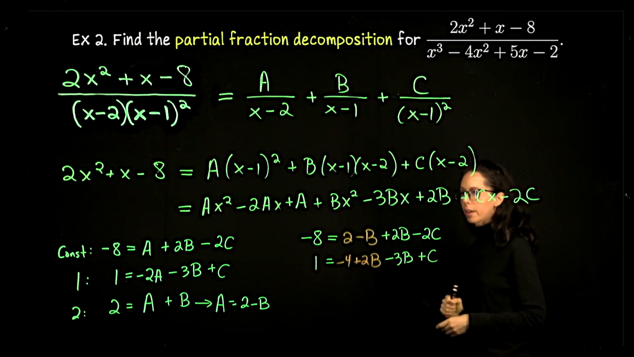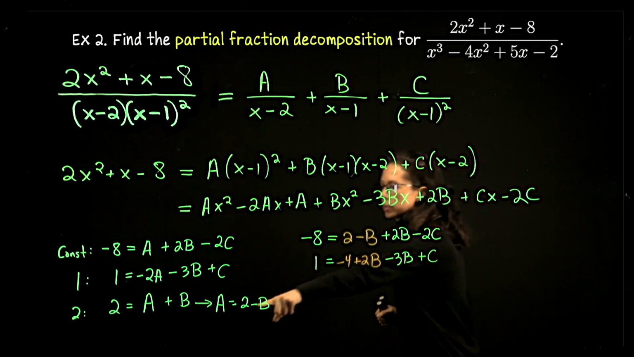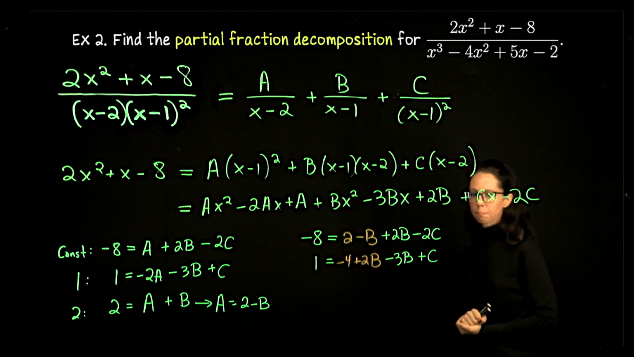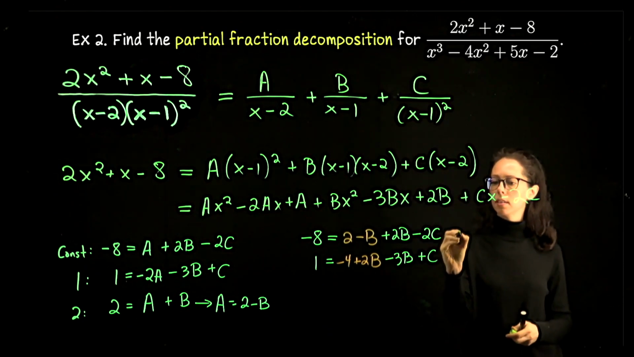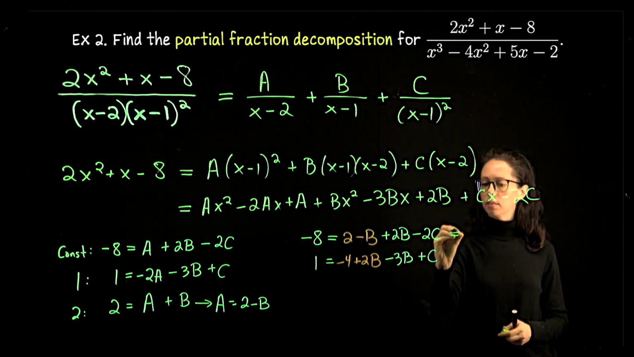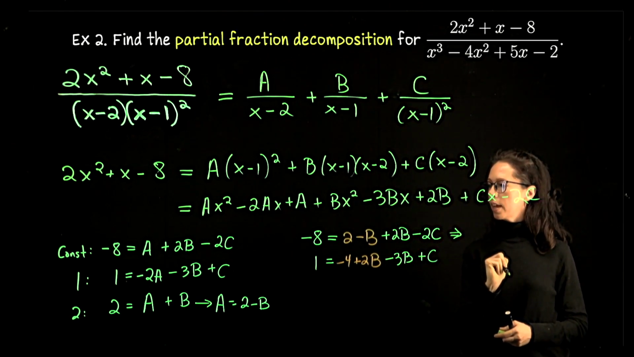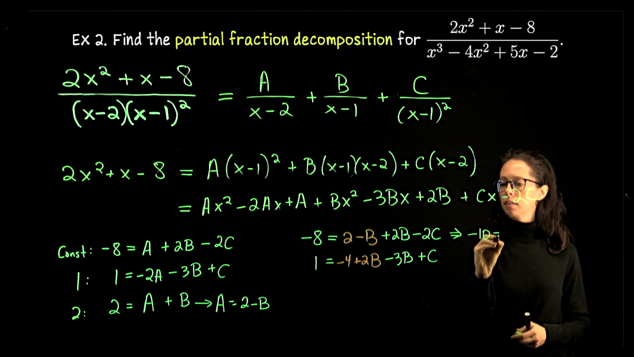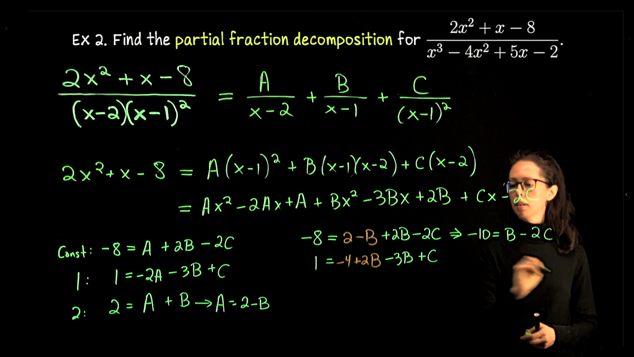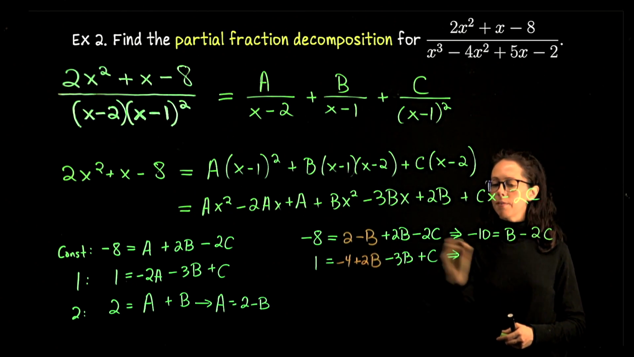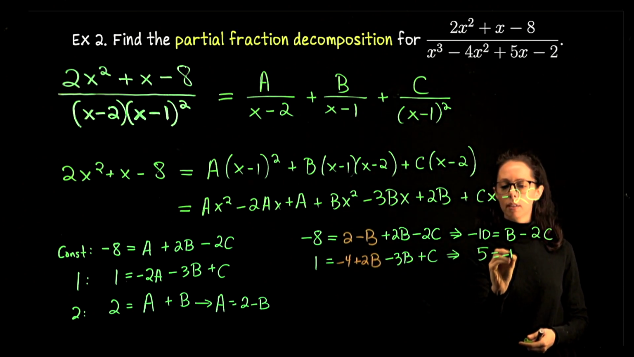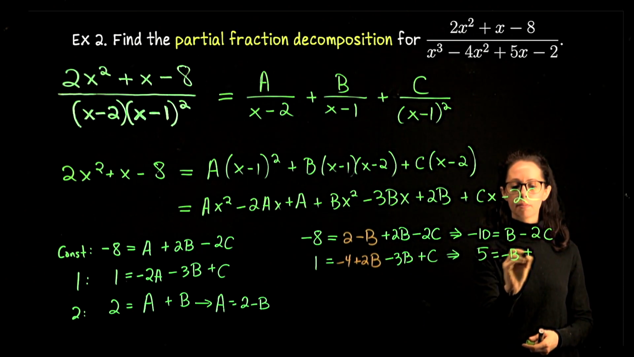Okay, let me just check that I wrote that correctly. Minus 2 times 2 is negative 4. Minus 2 times negative 1 is 2. Okay. We can simplify this. So how about I move the 2 to the other side and write negative 10 is negative b plus 2b is b, minus 2c. Whereas the second equation is going to be 5 equals negative b plus c.